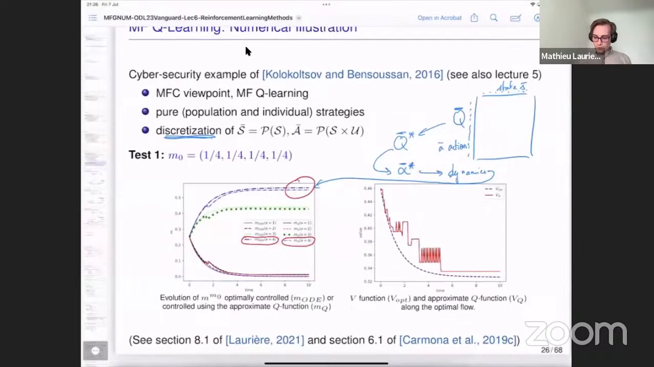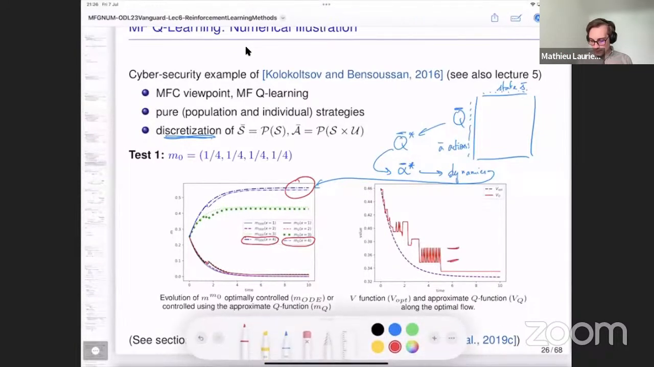Same thing for the value function. You can compare the value function learned by Q-learning and the true value function coming from the ODE method. And you see here there is some clear, I would say, a quantization, right? The value jumps between different values and it cannot take any value in between because of the discretization error. So you can take more points.